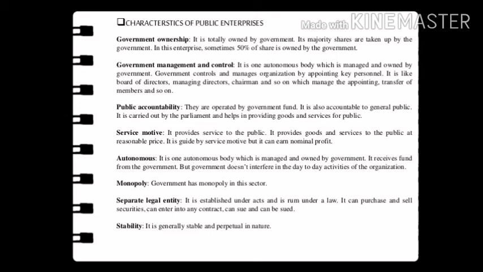Autonomous. It is one autonomous body which is managed and owned by government. It receives fund from the government, but government doesn't interfere in the day-to-day activities or working of the organization. Next characteristic feature is monopoly. Government has monopoly in this sector. Separate legal entity. It is established under acts and is run under the law. It can purchase and sell securities, can enter into any contract and can sue and can be sued.